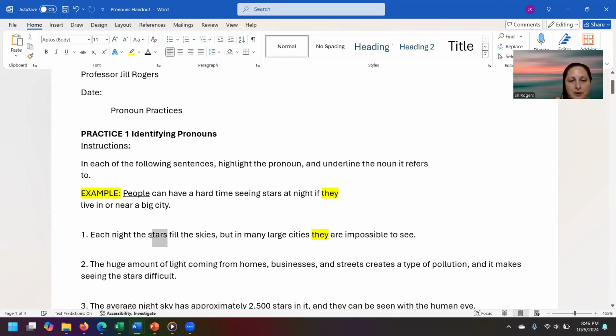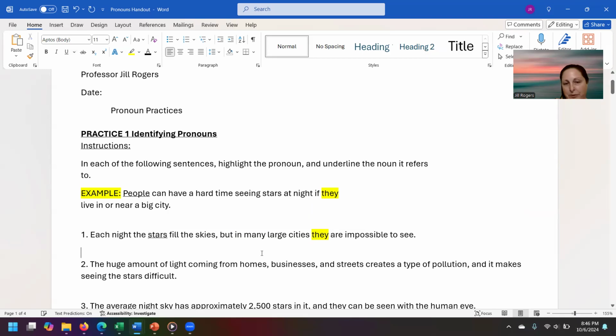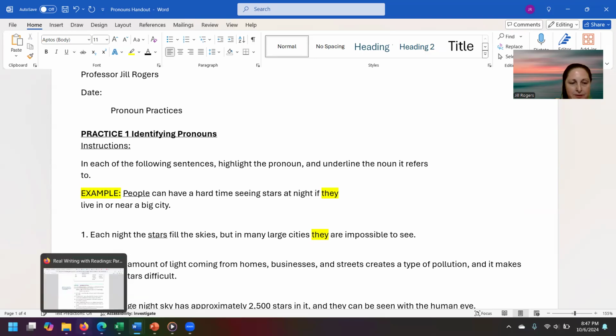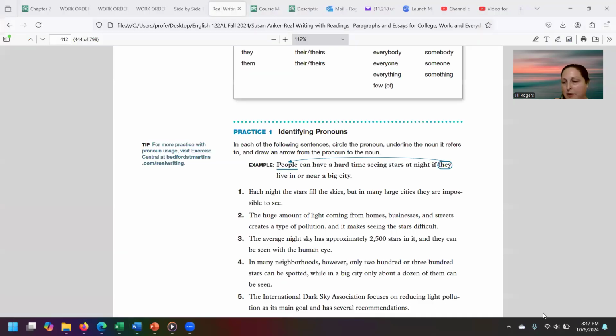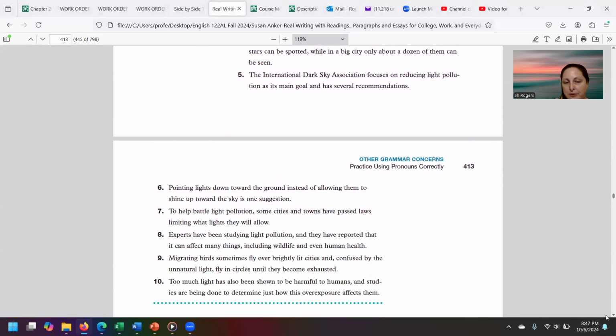So you will underline stars. Okay, so that's it. No arrows needed. However, if it helps you, you can do that because you will have a hard copy of this. All right, so we go to the next activity, which is practice 2. We have a little bit of explanation before practice 2.